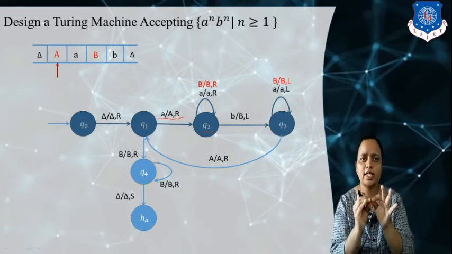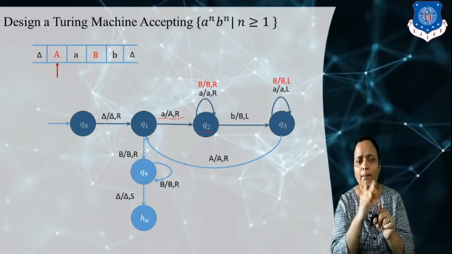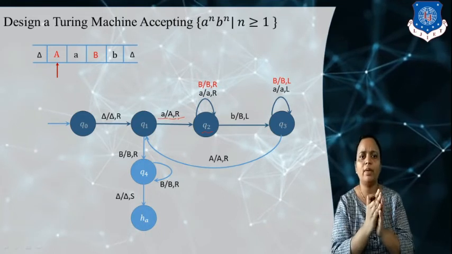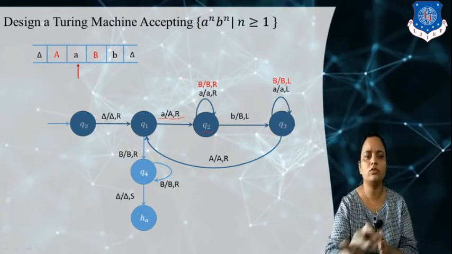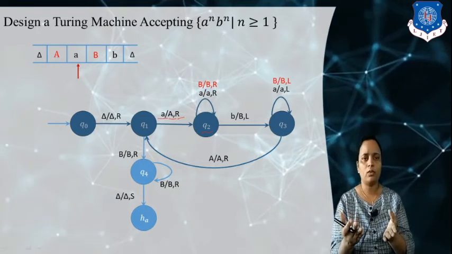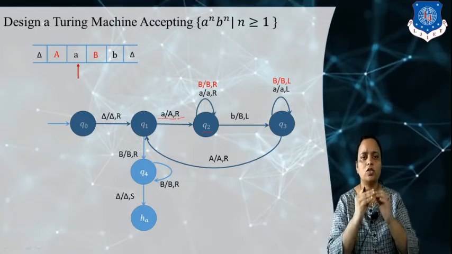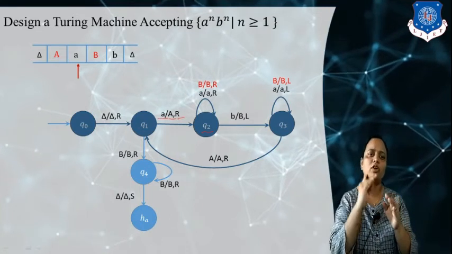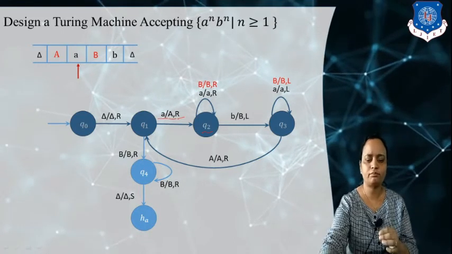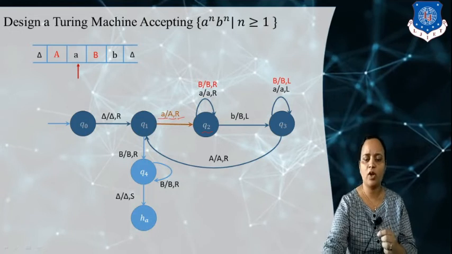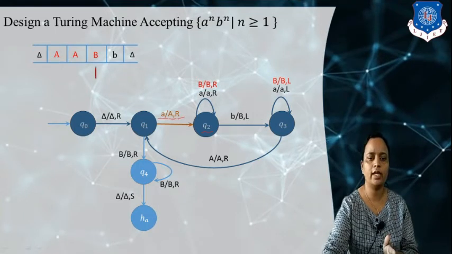So the Q3 state says that if capital A appears, keep it as it is: capital A is replaced by capital A and move to the right side. It means that at this symbol you have to start your second counting. Right now you are in the Q1 state, so the same procedure has to be repeated for the second counting. Small a is replaced by capital A, move to the right direction. So we are at the Q2 state.